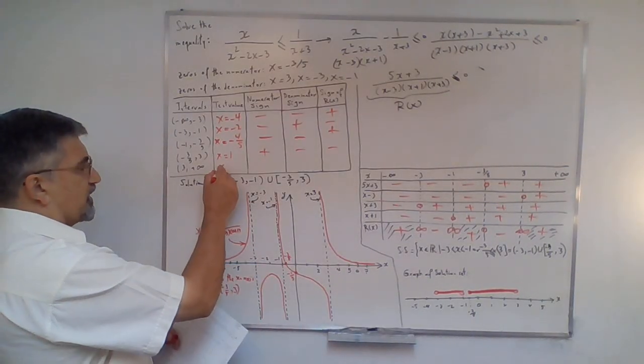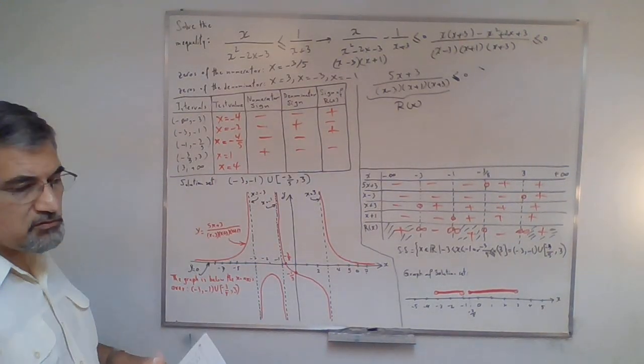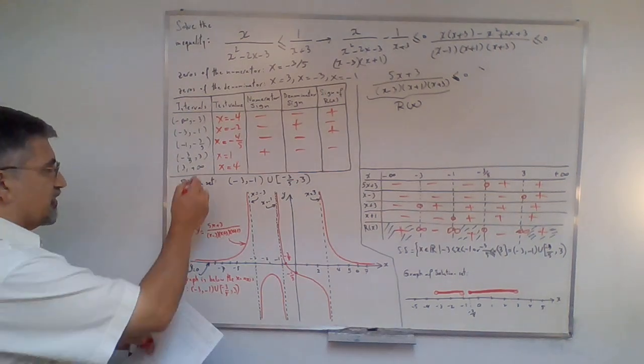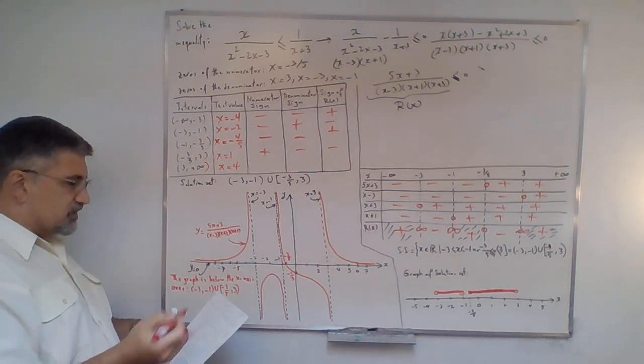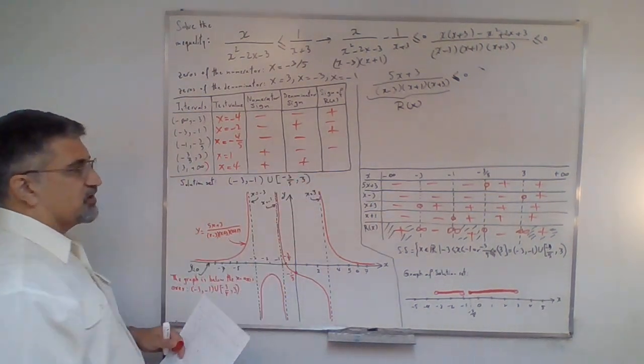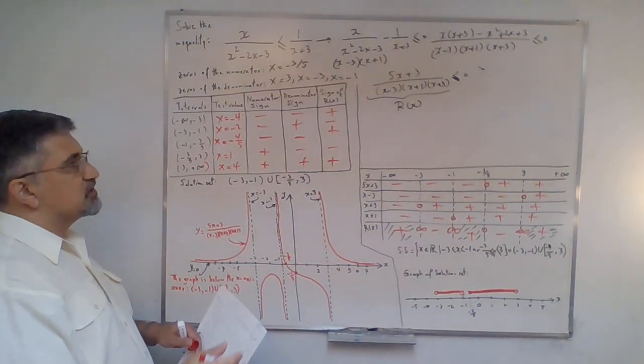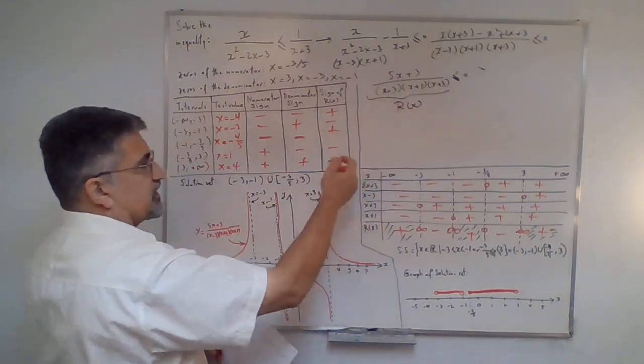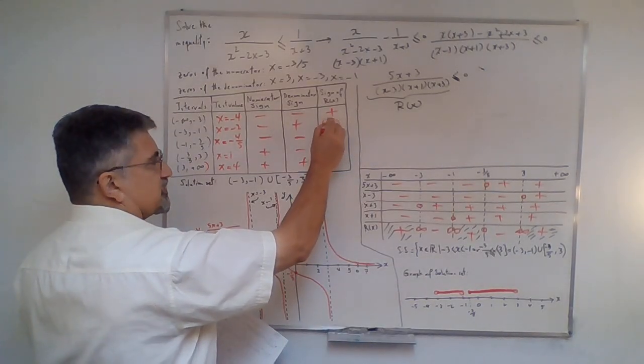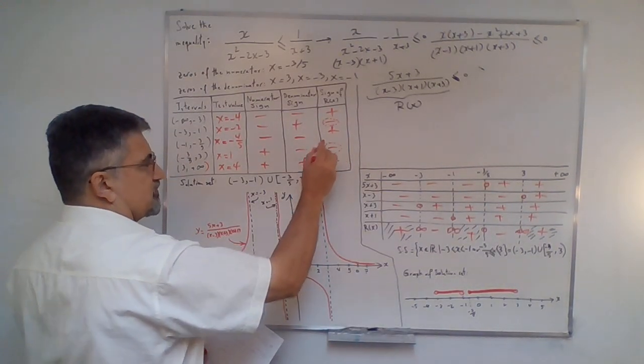And for the last one, I select x equals 4. I could have selected 5, 6, or whatever you want. And both the numerator and the denominator will have a positive sign, causing r of x to be positive. So here, we see that we want r of x to be negative. So this part must be taken into account, and that part must be taken into account.